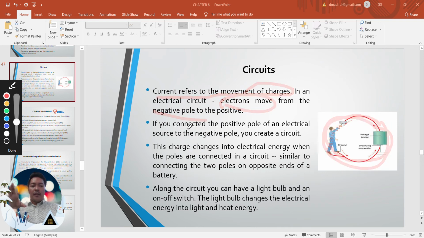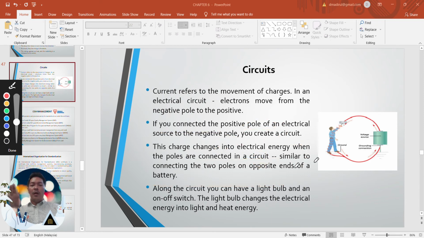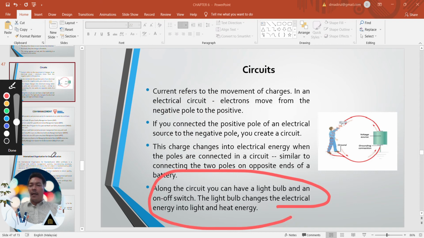So if you connect the positive pole of an electrical source to the negative pole, you will create a circuit. This charge changes into electrical energy when the poles are connected in a circuit, similar to connecting the two poles on the opposite sides of a battery. You can see here there are two opposite sides of the battery, and when you connect them, it will form a complete circuit. Along the circuit you can have a light bulb and an on-off switch. The light bulb changes the electrical energy into light and heat energy.